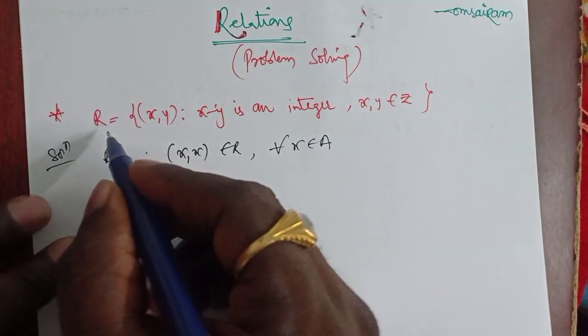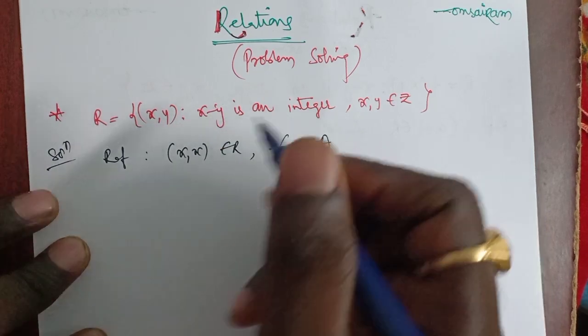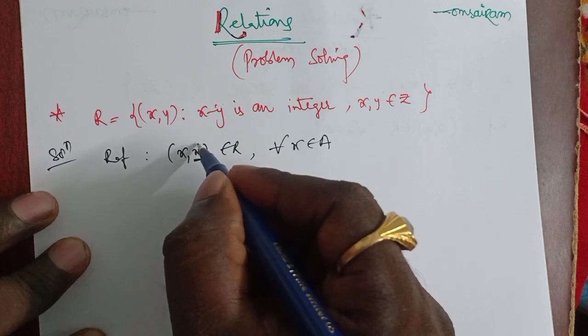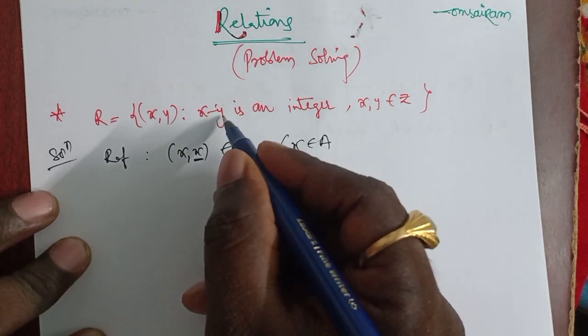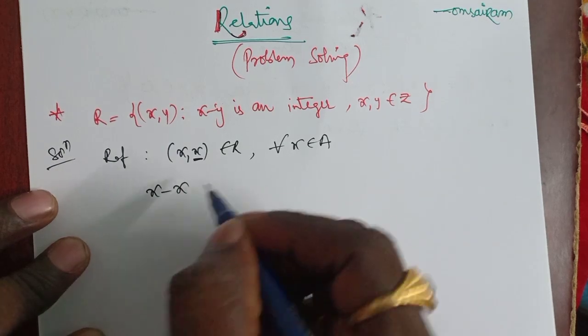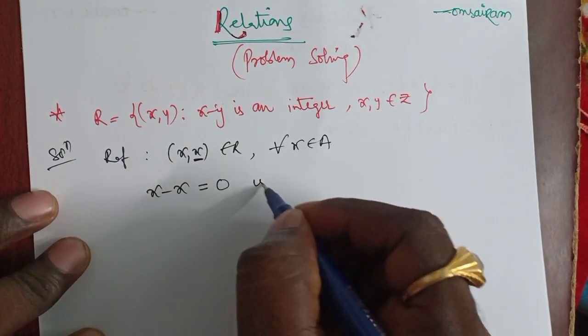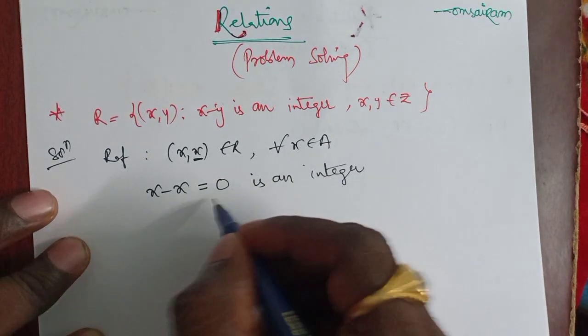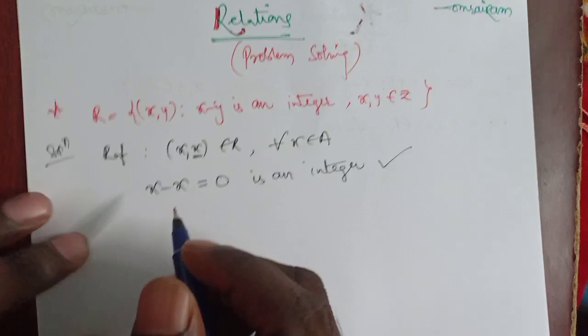So what is our relation? x minus y is an integer. Now in place of y we have x. Substitute x here in place of y. See what happens. x minus x, which is equal to 0, is an integer. Clearly 0 is an integer, so it satisfies reflexive.